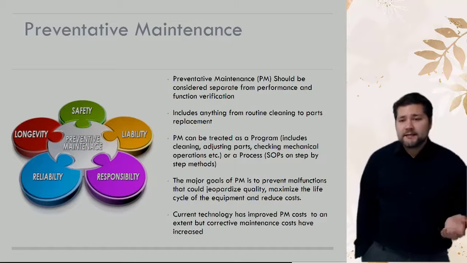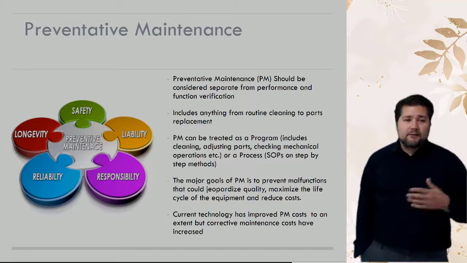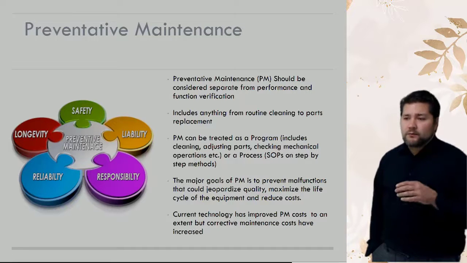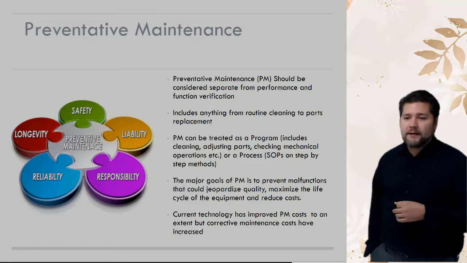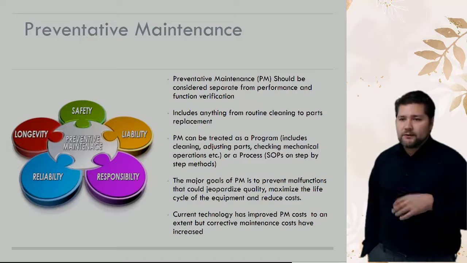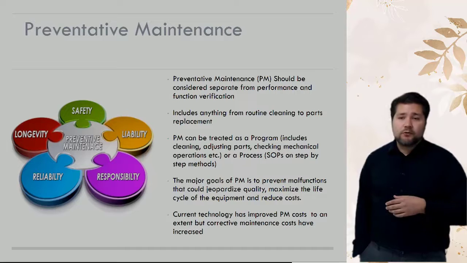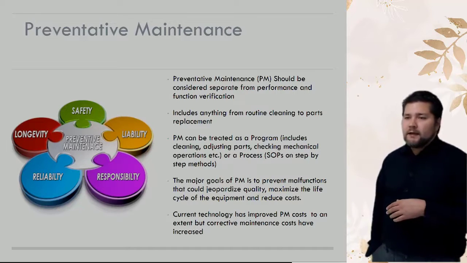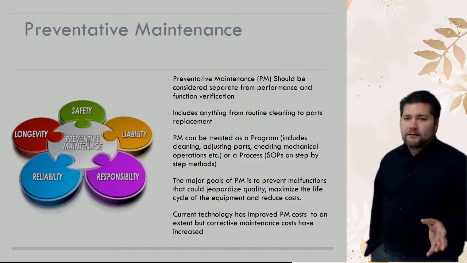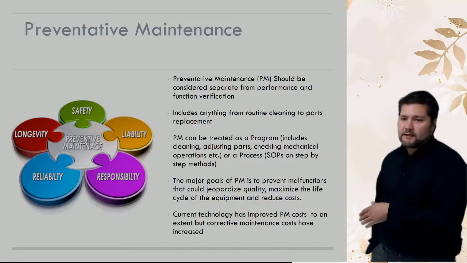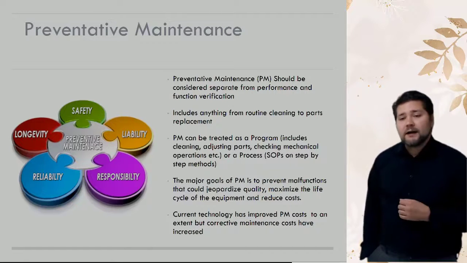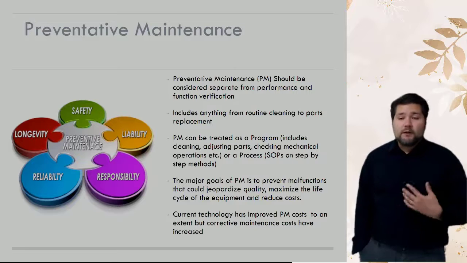So you can either treat this as a program, which is every 6 months we go and replace the parts, or we change out the light bulb on our Faxitron, or we do a system reboot, whatever you want to do. Maybe you have a scheduled program in place, or you can treat it as a process. So every year we update our SOP and make sure that we're doing things effectively, and we kind of self-regulate or self-audit our own process. Ultimately, the goal is we want to prevent malfunctions.